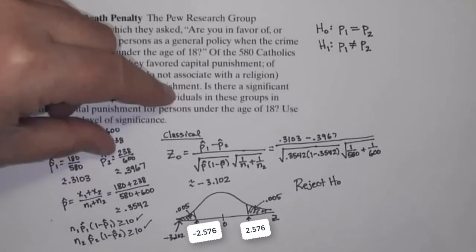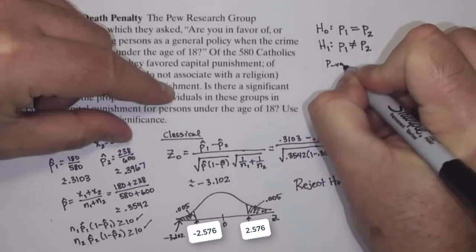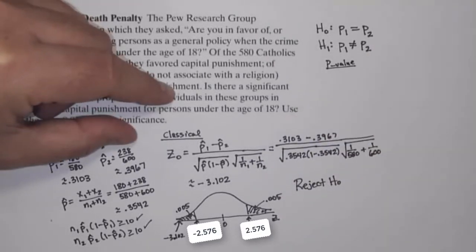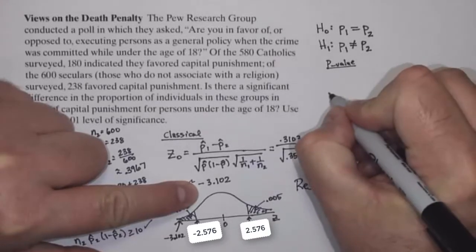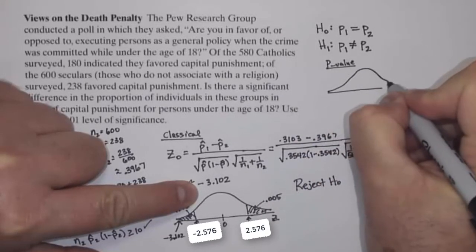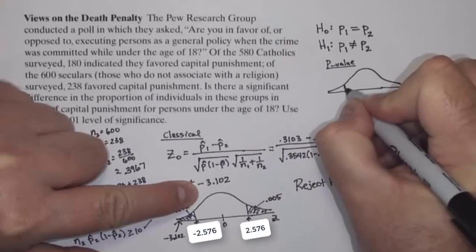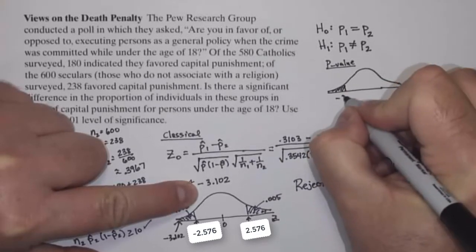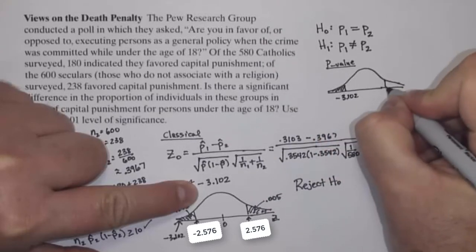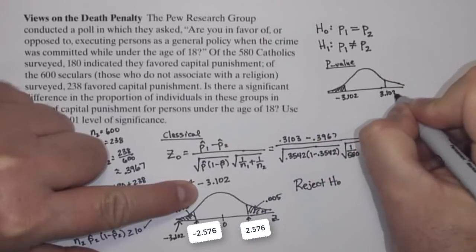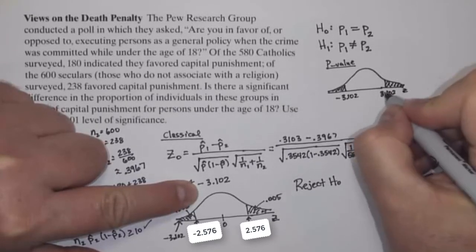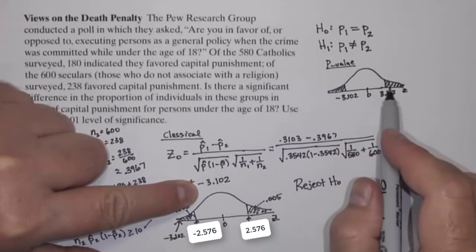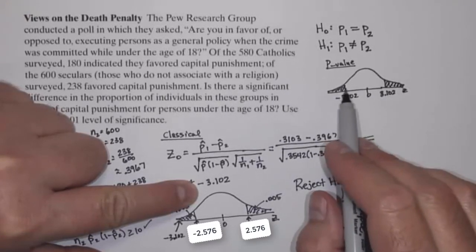Now, if I use the p-value approach, for the p-value approach, again, I first of all find the test statistic, in this case, negative 3.102. Because this is a two-tailed test, I'm going to find the area to the left of negative 3.102, and I'm also going to find the area to the right of positive 3.102. Again, I'm doing both tails because this is a two-tailed test. So if I find these two areas and add them together, that will be the p-value.